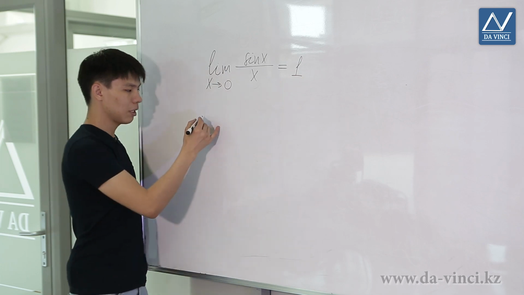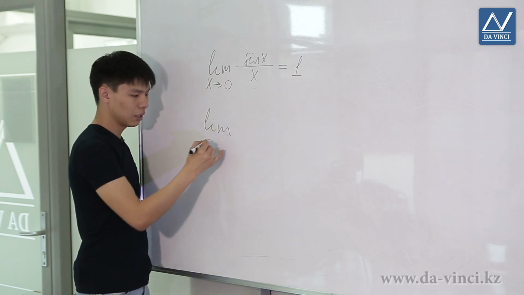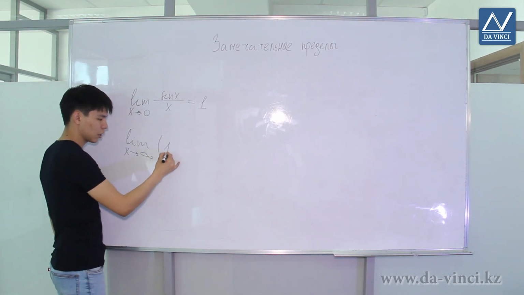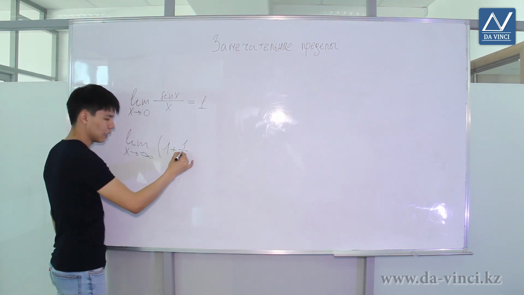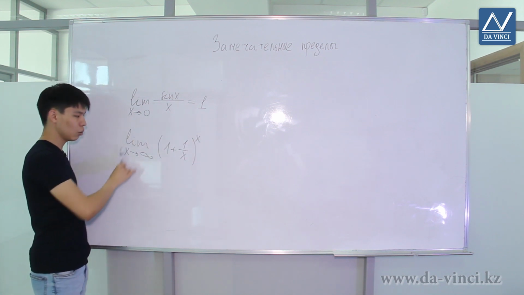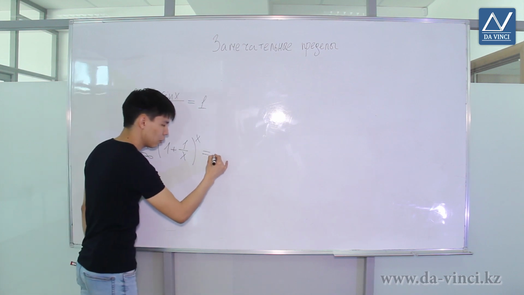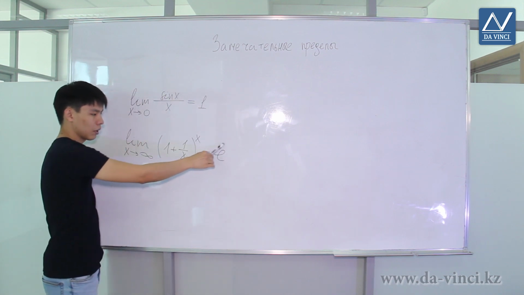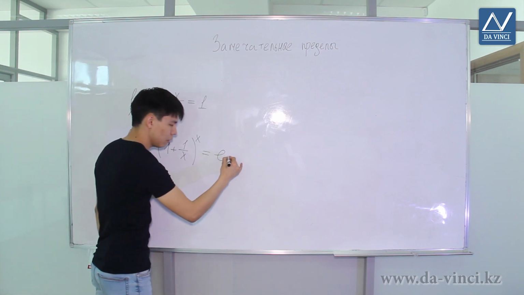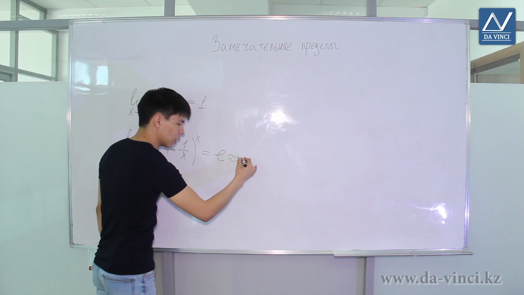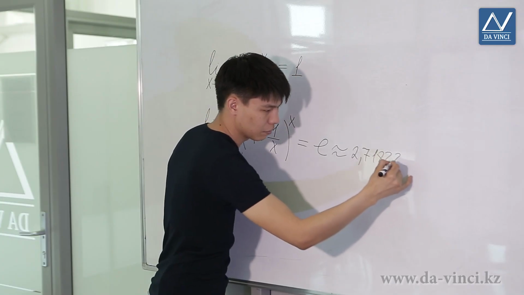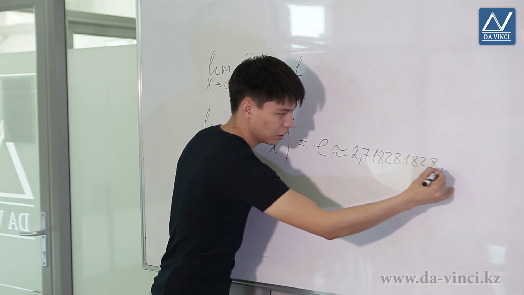The second wonderful limit is the limit of the following form: the limit as x tends to infinity of the expression (1 plus 1 divided by x) to the power of x. And again, it can be strictly mathematically proved that this expression is equal to the number e, the exponent. You have already encountered it as the base of the natural logarithm. This is an irrational number, approximately equal to 2.71828 1828, and so on.